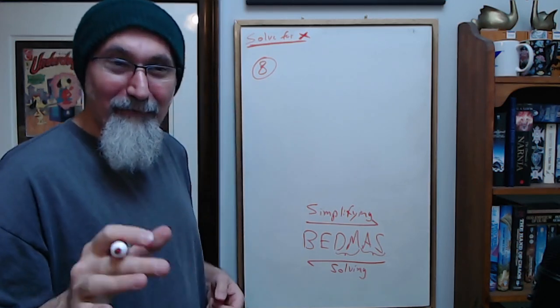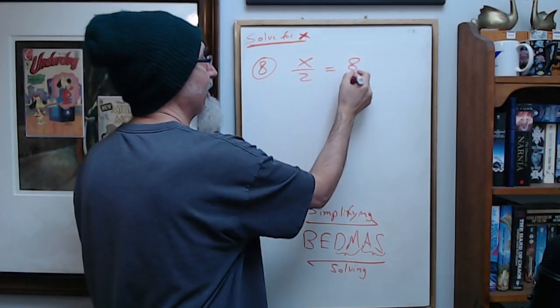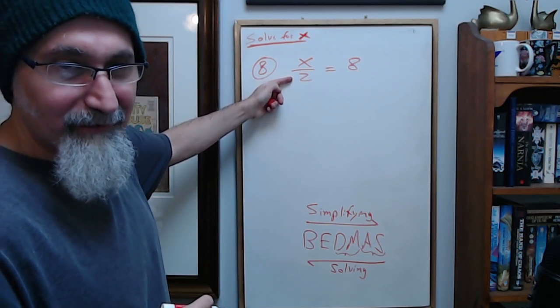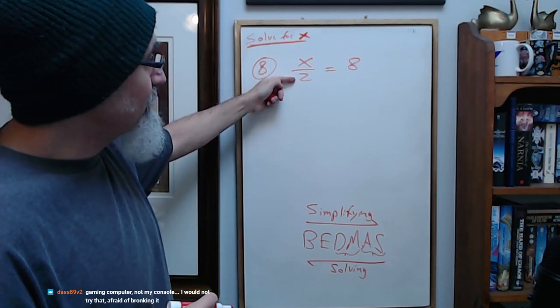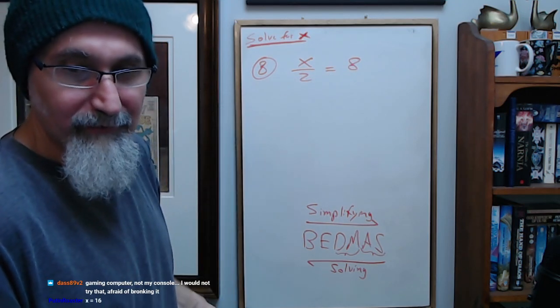So what if we had the following, right? x over 2 is equal to 8. Well, this means division, right? x divided by 2 is equal to 8. What's the opposite of division?